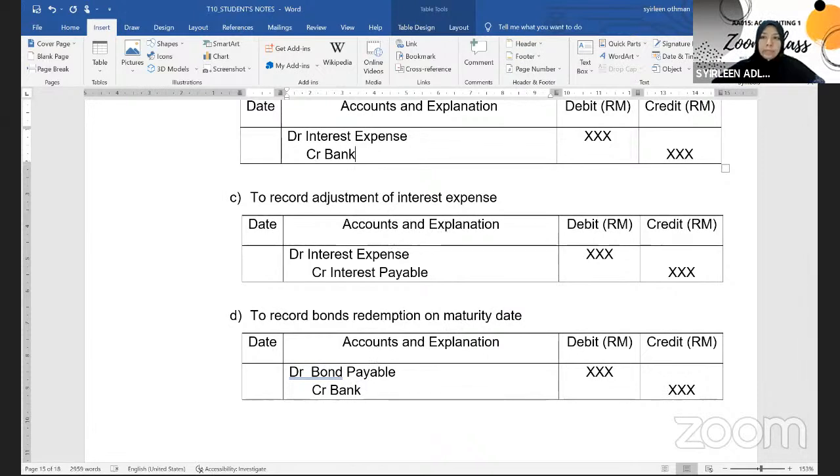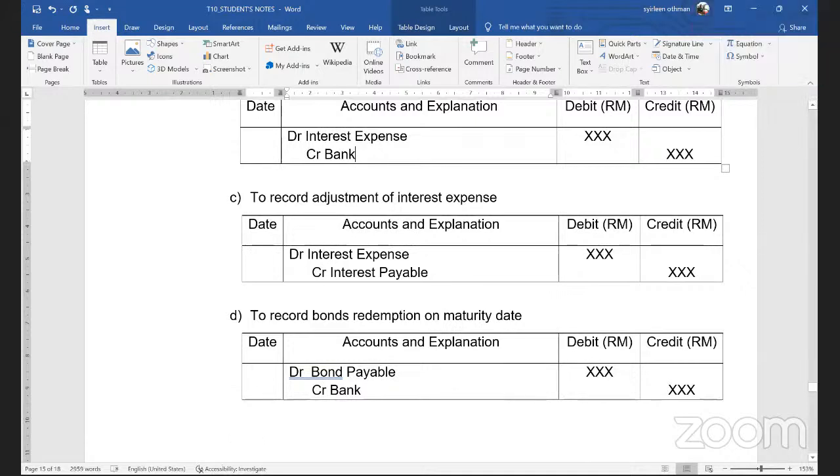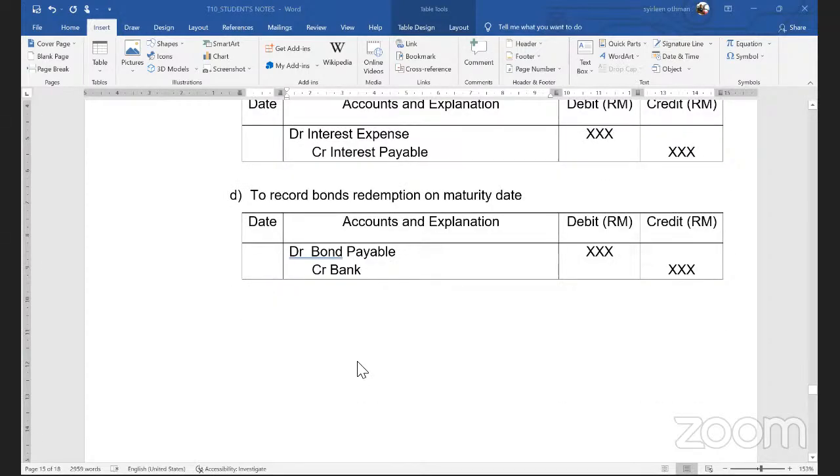Okay, so here you need to look at this one also lah. Alright. Okay, so nanti kita akan tengok juga how we record our interest expense and how we record our bond redemption as well. Okay, so untuk sini tadi, I'm going to record the adjustment of my interest expense, and then D, I am going to record the bond redemption on my maturity date. Okay, so redemption is actually you surrender your bonds payable lah. Okay, alright, so kita tengok soalan.